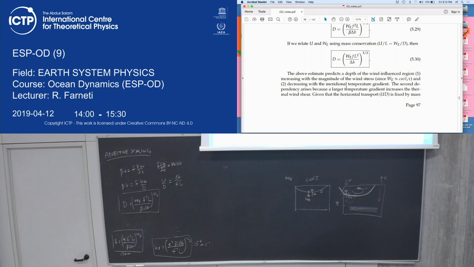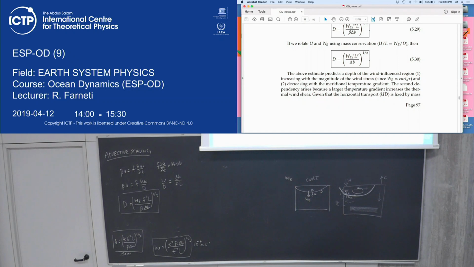And then the second one is that it decreases with the meridional temperature gradient, this delta B. Okay? If delta B is large, then the thickness of the thermocline diminishes. And that's because, if you think about it, a larger temperature gradient, so if delta B increases, that makes the vertical shear larger, if you remember the thermal wind shear.